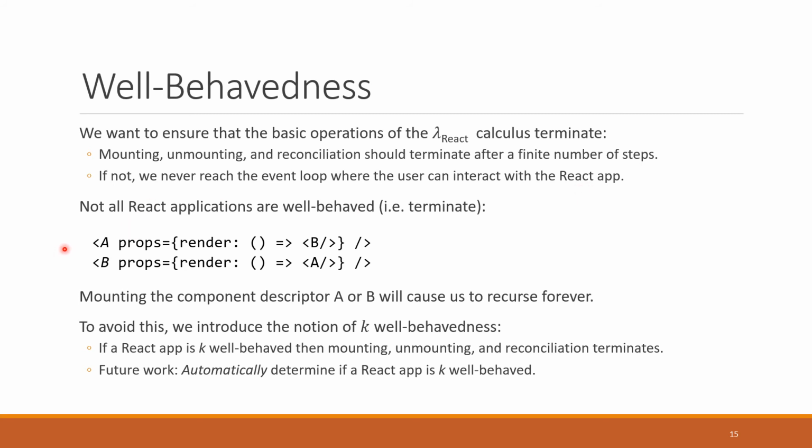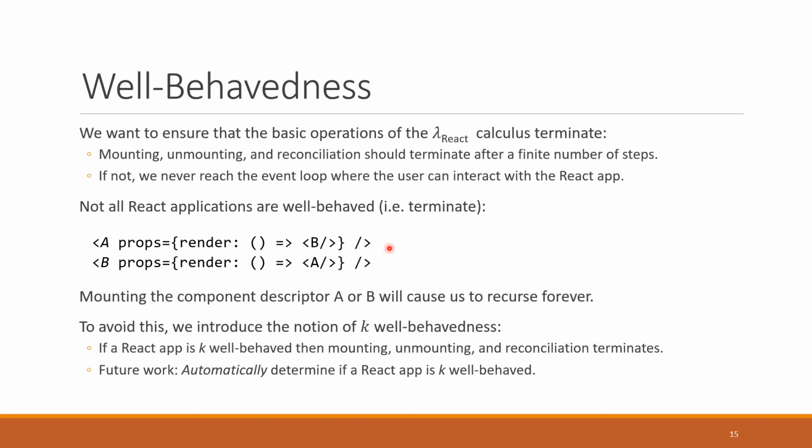However, it is possible to write React applications where we never reach the event loop. So here I have an application where I have a component descriptor and it's A, and its render method returns a component descriptor for B. And B is also a component descriptor and its render method returns A. So intuitively, this is a component that has a subcomponent B, that has a subcomponent A, that has a subcomponent B. So trying to mount one of these component descriptors will trigger an infinite loop of mounting operations.